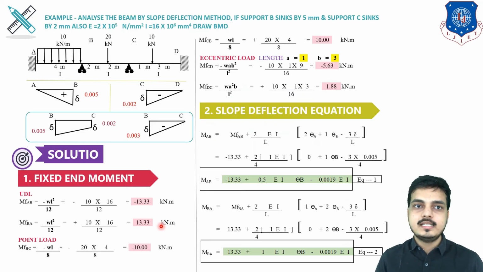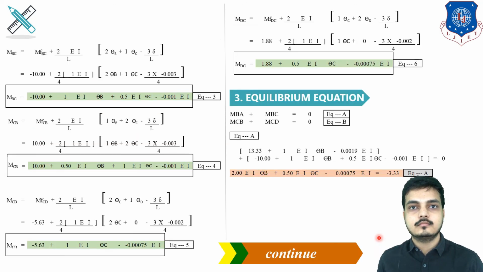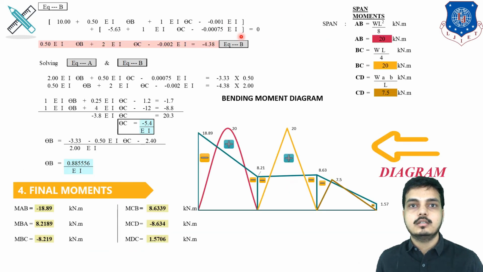Now here the only change is that delta is given, meaning sinking is given. Till now we have done the same sums in which the sinking was not there, but here sinking was given, so we have just solved this sinking value and placed its delta value in the respective format. If it is clockwise, it is positive; if it is anti-clockwise, it is negative. Then we have found this equilibrium equation, then the final moment and its bending moment diagram.